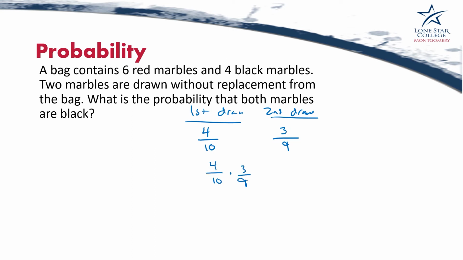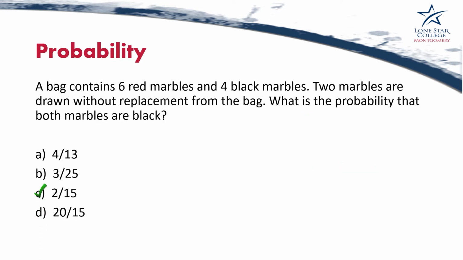So we can always reduce here. 4 and 10, so let's actually do it like this. We can reduce 4 out of 10. Divide 2 at top and bottom, we get 2 out of 5, times 3 over 9, which can be reduced to 1 over 3. Then we multiply. We get 2 out of 15. So the chance of you drawing 2 black marbles, if you don't replace, would be only 2 out of 15, which is answer choice C.